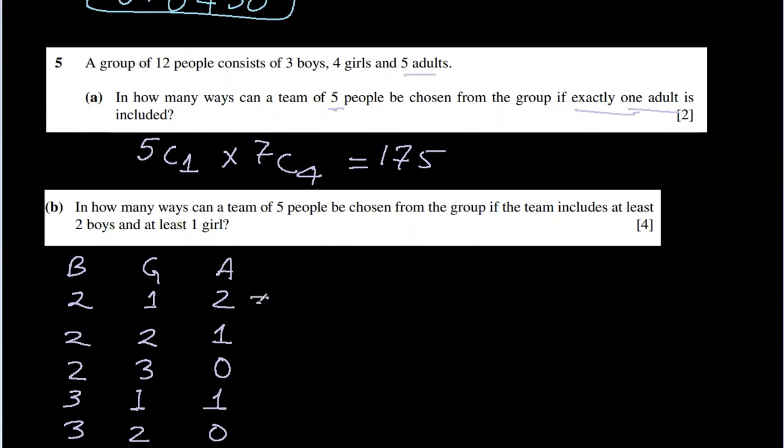Let's interpret them into the process of selection. The boys are 3 boys. We have to select 2 of them. 3C2 multiplied by, out of 4 girls, we have to select 1 girl, 4C1. Then we have 5 adults and we have to select 2 of them.